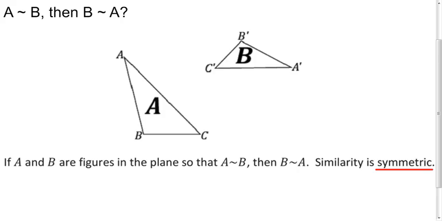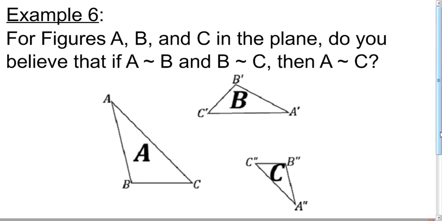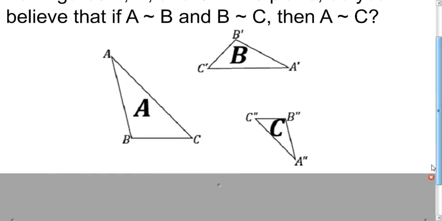And so let's look at some examples. So if we translated using vector xy, we would just translate using vector yx to undo that. If we dilated with the scale factor of 2, we just dilate with the scale factor of 1/2. So we can undo that and go backwards. So this satisfies this symmetry property, or symmetric property. And finally, if A is similar to B and B is similar to C, is A similar to C? Yeah, that's a transitive property.